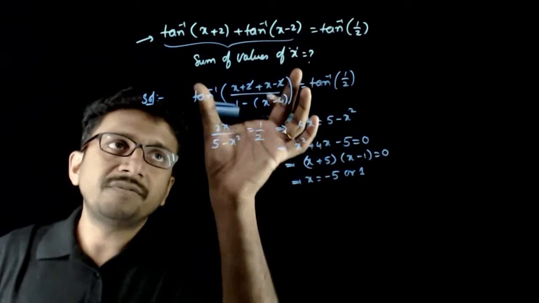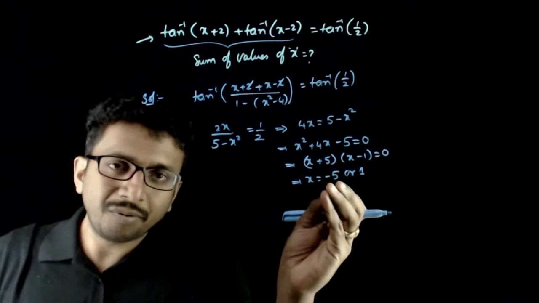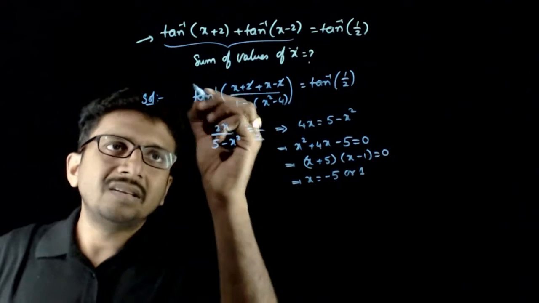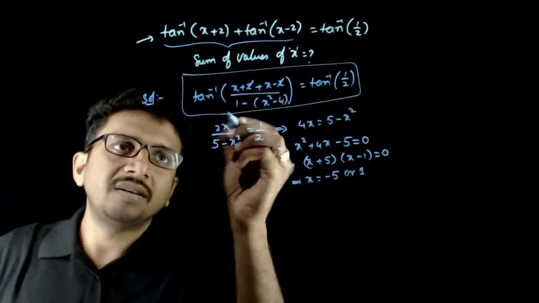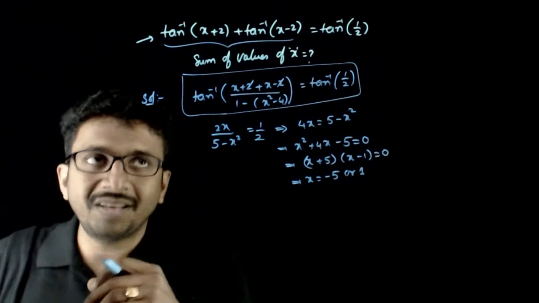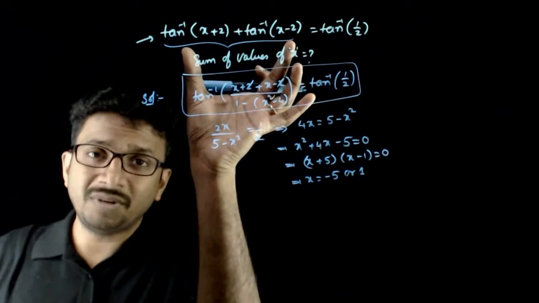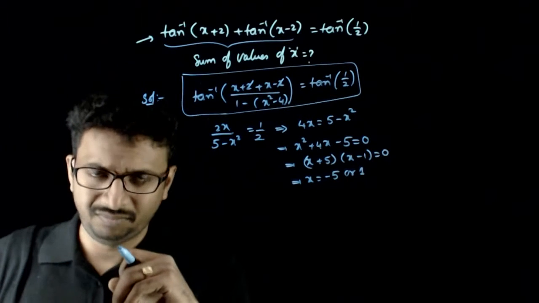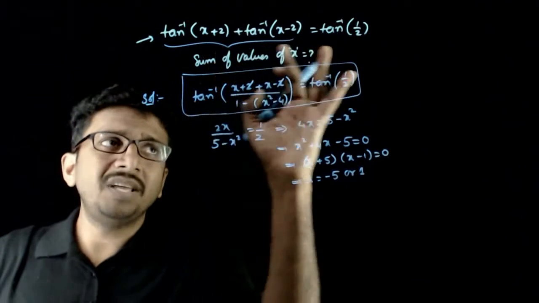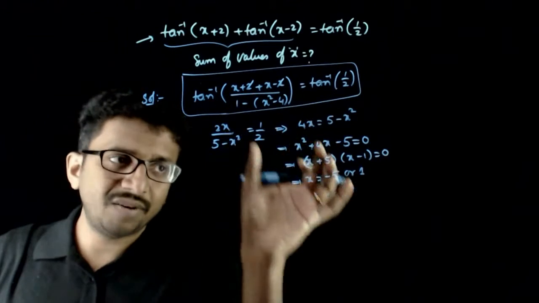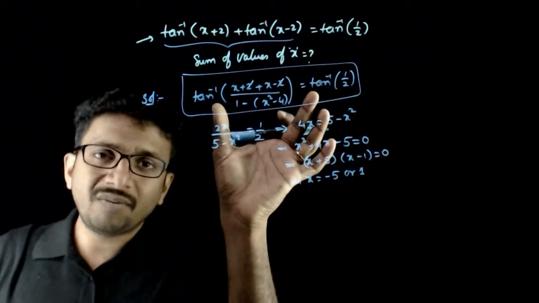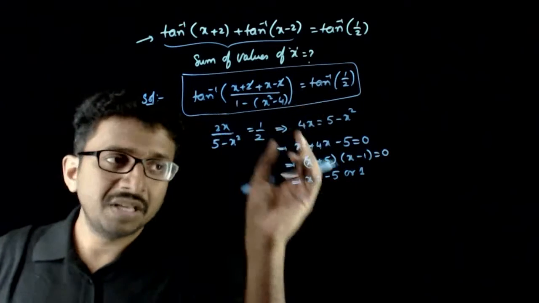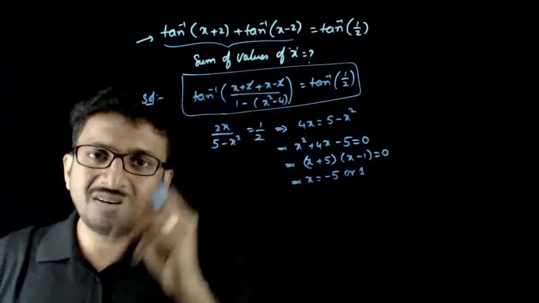Now in the question you are asked to find the sum of values of x. If you directly do minus 5 plus 1, the answer need not be right, because this formula is valid only in some situations, that is, if the sum of these two angles lies in the range of the tan inverse. If that is so, then this will be equal to this, and I can directly write the equation and solve it. Because this equation is not always valid, there are some limitations to the validity of this formula. So once I get the solutions, I need to check whether the solutions are valid or not.